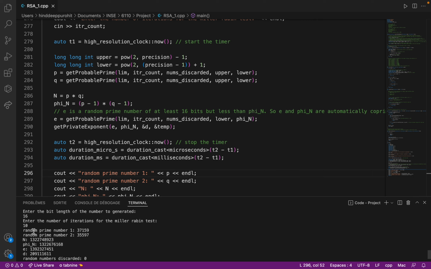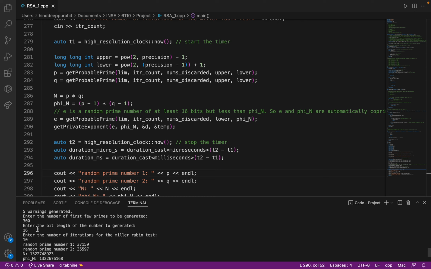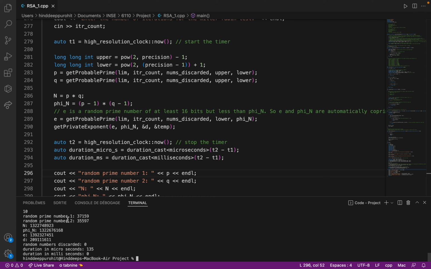Enter the number of first few prime numbers to be generated. That's 300. So before executing the Miller-Rabin test, I am dividing the randomly generated number by all the prime numbers up to 300. If a number can be divided by one of those prime numbers, then it's composite. So just to reduce the computational overhead, I am doing this step, nothing else. This is P, this is Q, N, phi N, E, and D. And it took a total of 135 microseconds to get this result. Thank you.